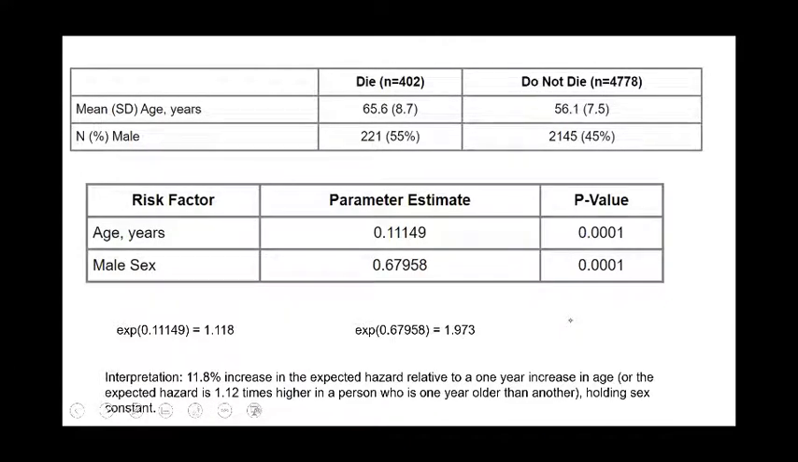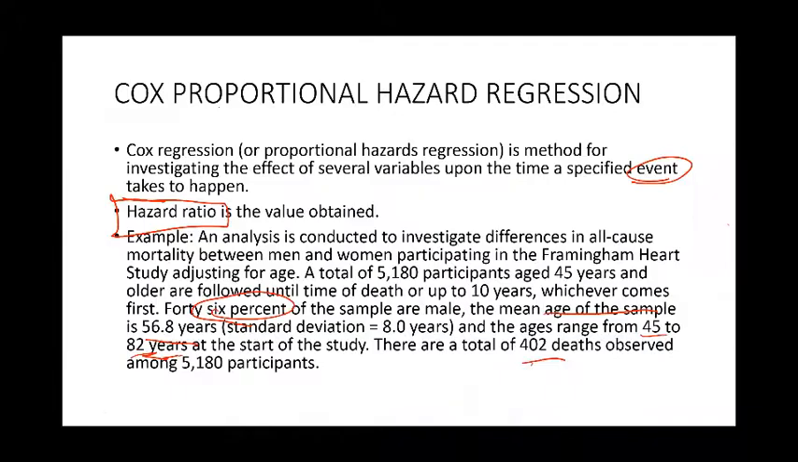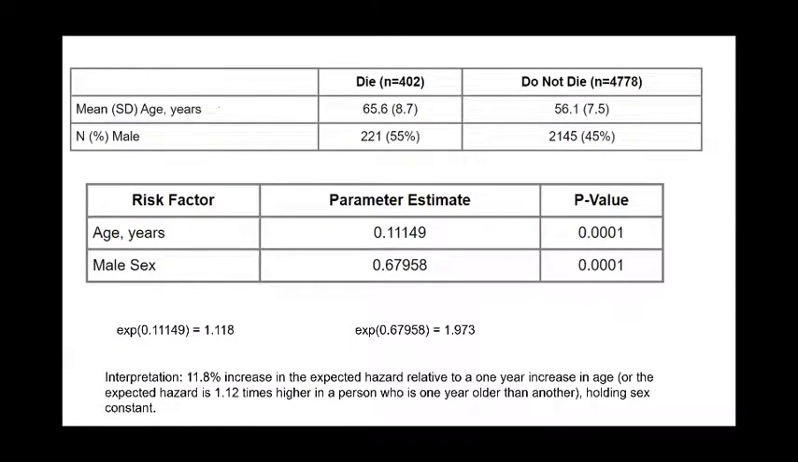Now this is the normal data. Here the mean age of the entire population is 56.8. However, if we classify the entire population into people who have died and people who do not die, the mean age in people who have died is 65.6, while in people who do not die it is close to 56. And the percentage of males in the entire population is 46. In people who've died, it is 55%, which is much higher than the average. And who do not die, it is 45, which is much closer to 46.